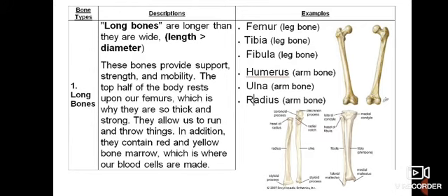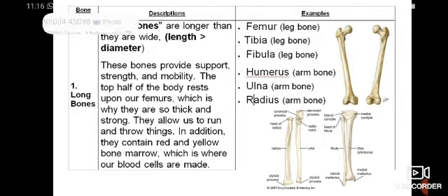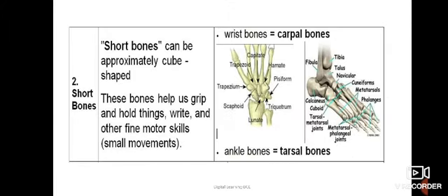They allow us to run and throw things. In addition, they contain red and yellow bone marrow in their cavity, which is where the blood cells are manufactured. Femur is the leg bone, as you can see in the picture. Femur is leg bone or thigh bone. Tibia occurs below the knee. Fibula also below the knee. Humerus is the arm bone, which is above the elbow. Ulna and radius are present below the elbow.